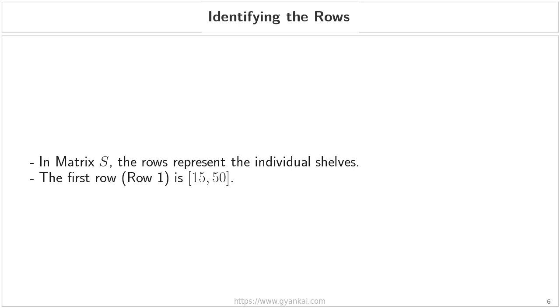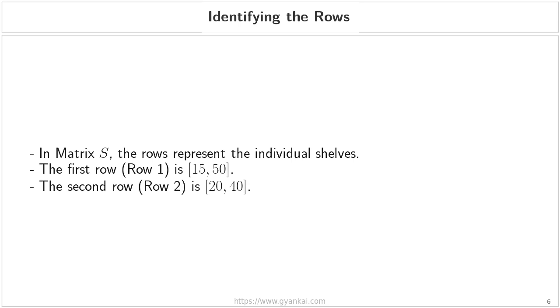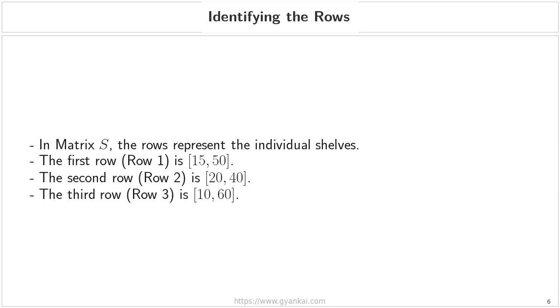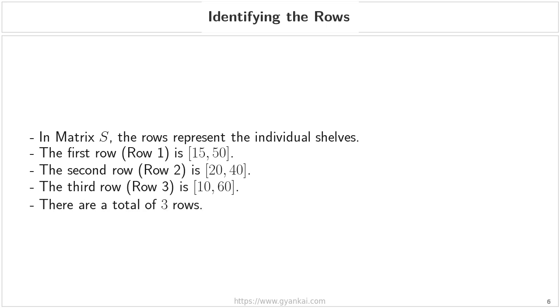These values correspond to the stock on the first shelf. Moving down to the second row, row 2, we find the elements 20 and 40. And finally, the third row, row 3, consists of the elements 10 and 60. By counting these horizontal lines, we can conclude that there are a total of 3 rows in matrix S. Now that we have clearly identified the rows, let us move forward and examine the columns.